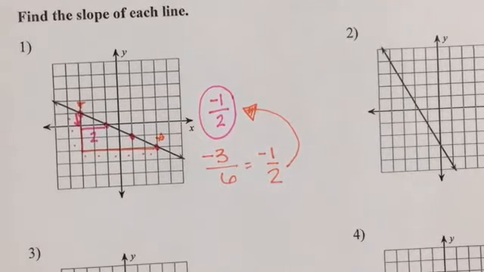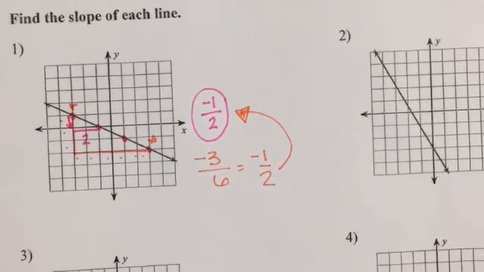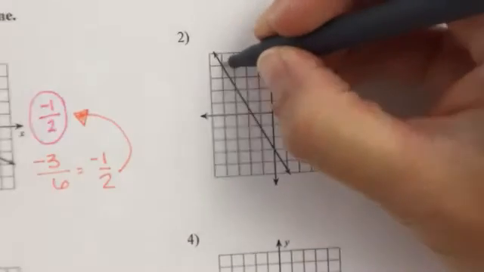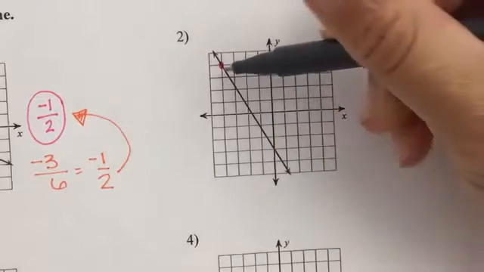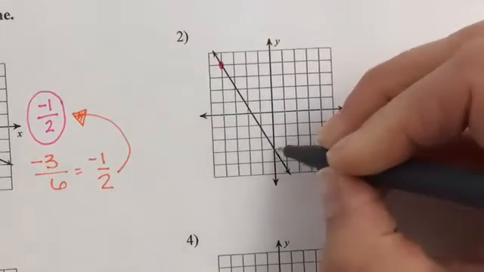Okay, you can go up or down as much as you want. Just remember that you're always doing rise over run. So for our next one, we're looking for those nice intersections. For example, I see one here, and then as I follow my graph down, I don't see another one until right here.